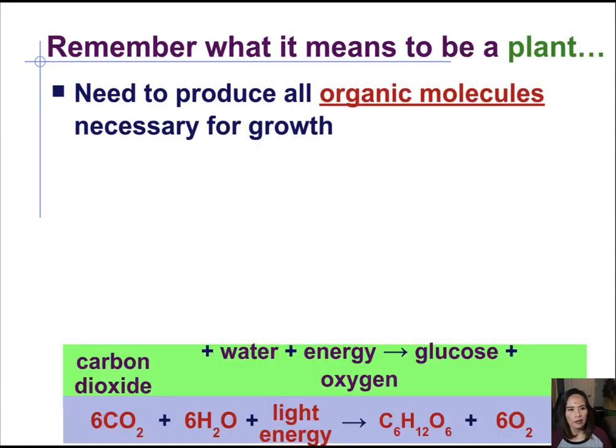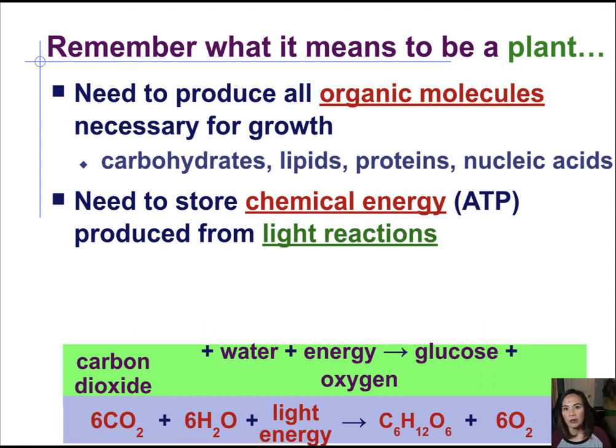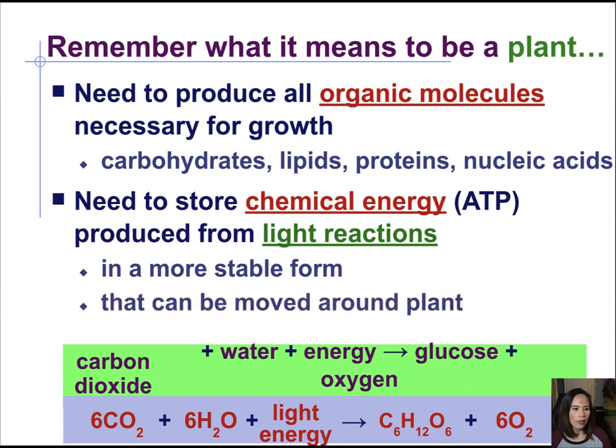So let's just summarize what it means to be a plant. Plants need to produce all organic molecules necessary for growth: carbohydrates, lipids, proteins, and nucleic acids. It's very important, right? And we need to store chemical energy, which is in the form of ATP produced from the light reaction. And in order to do that, it has to be in a stable form that can be moved around the plant. So our chemical equation here, our reactants in photosynthesis, are carbon dioxide and water, plus the energy from the sun, or the light energy, to produce glucose and oxygen.